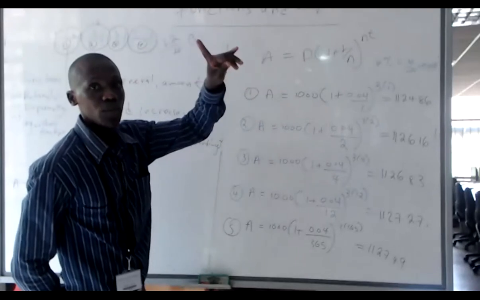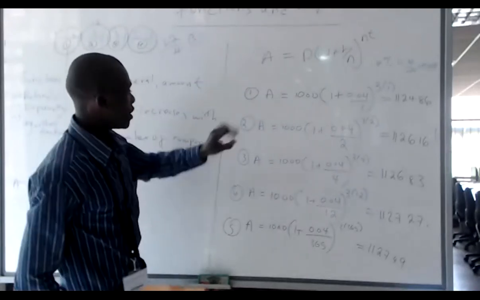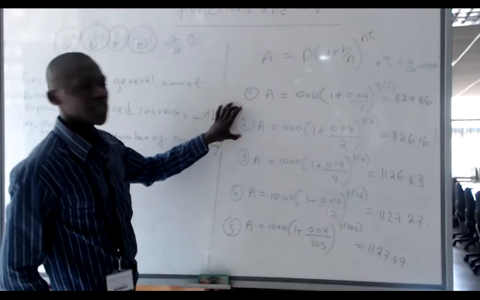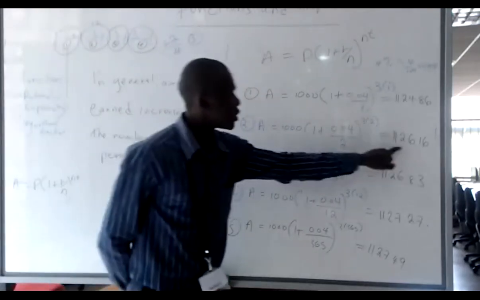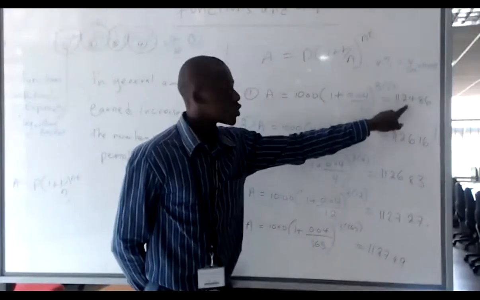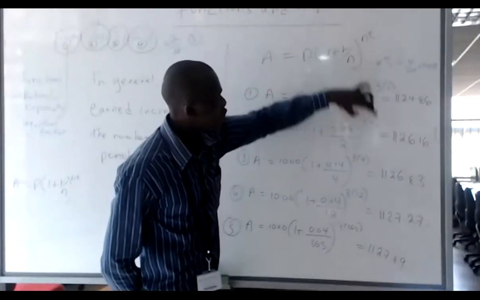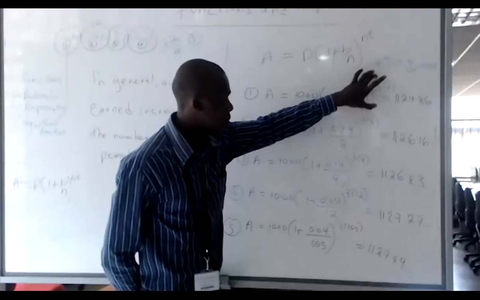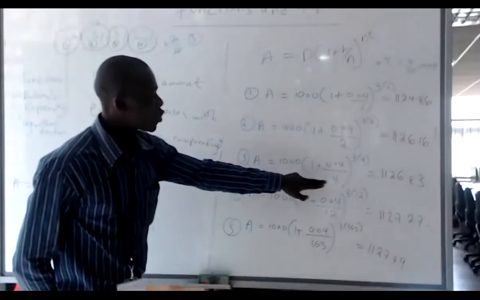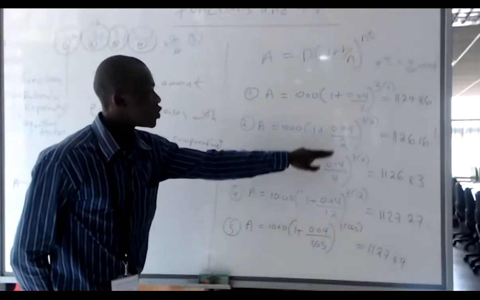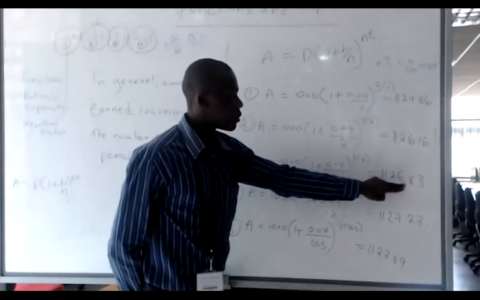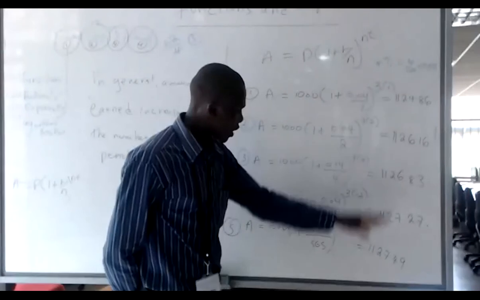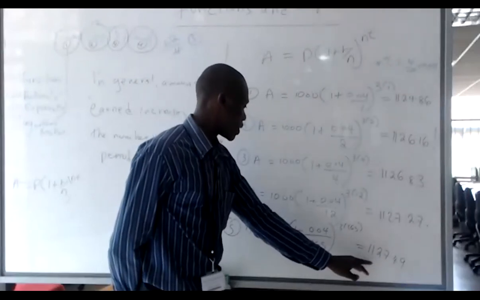So there's only 1 period per year. In the second, I do the compounding after 6 months, so that gives me 2 periods in 1 year. And you see 1126 is bigger than 1124. So if you increase the number of periods from 1 to 2, you get more income, more interest. If I do it quarterly, instead of 2, I have 4 periods. I'll also get a bigger interest, all the way up to per day.